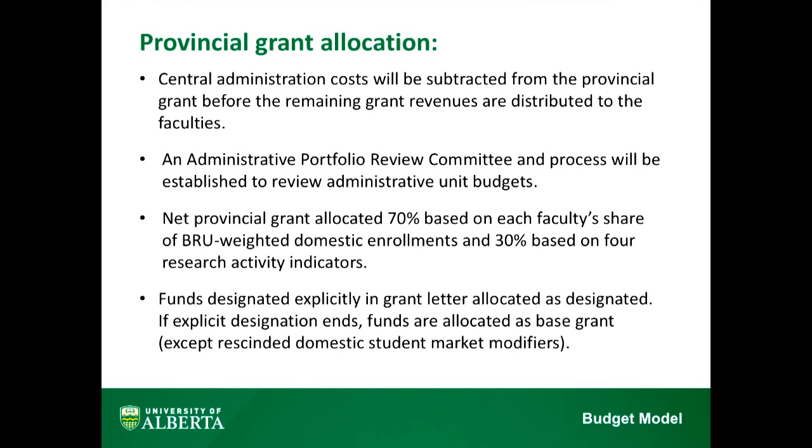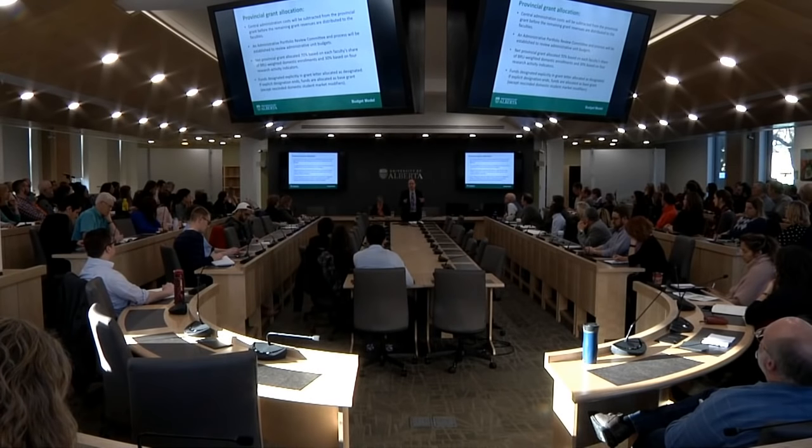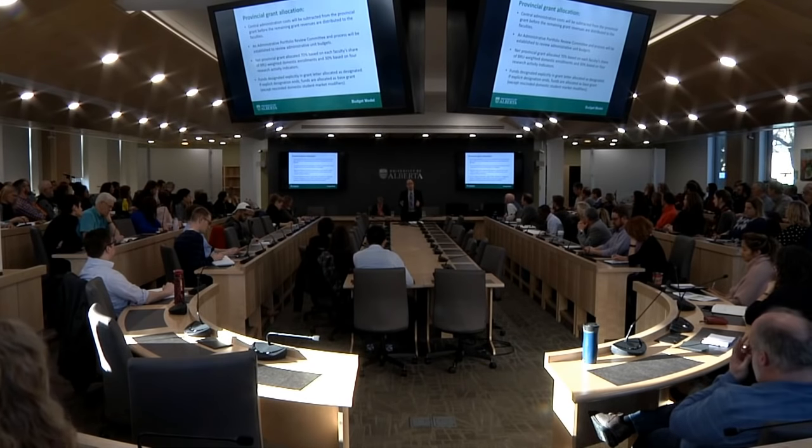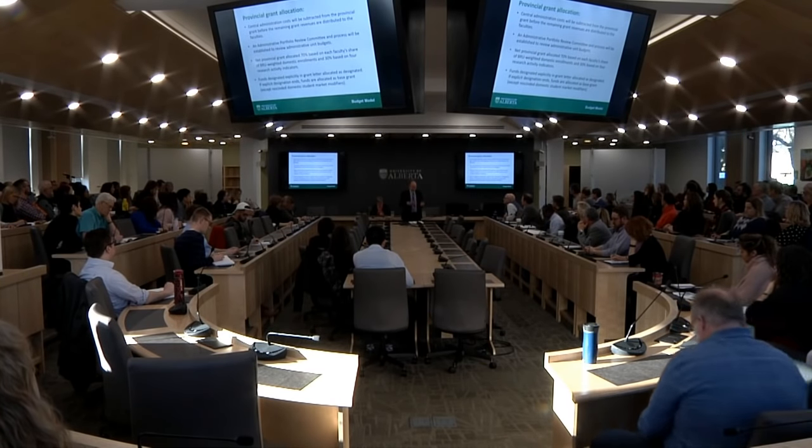The net is split 70-30. 70% goes to the faculties on the basis of their teaching functions. 30% goes on the basis to support the indirect costs of doing the research that they're doing.